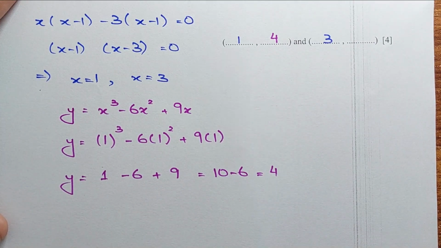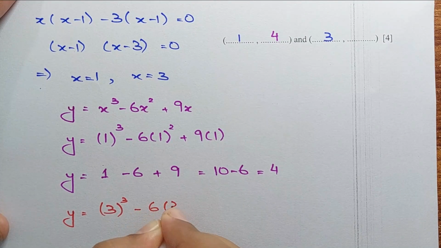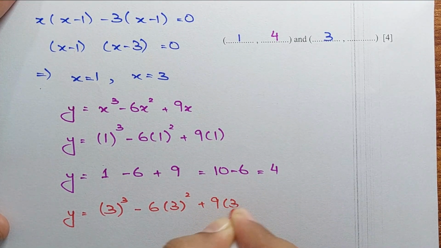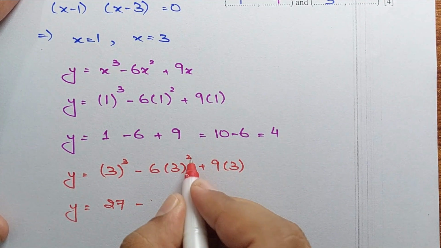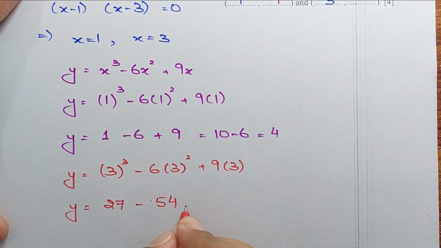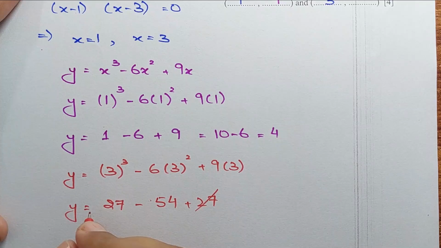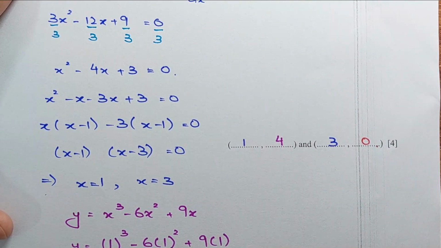For the second coordinate, what is y when x is 3? So 3 cube minus 6 times 3 square plus 9 into 3. 3 cube is 27, minus 6 times 9, which is 54, plus 9 times 3, which is 27. 27 plus 27 is 54, and 54 minus 54 equals 0. So these are the two coordinates of the turning point, (1, 4) and (3, 0).